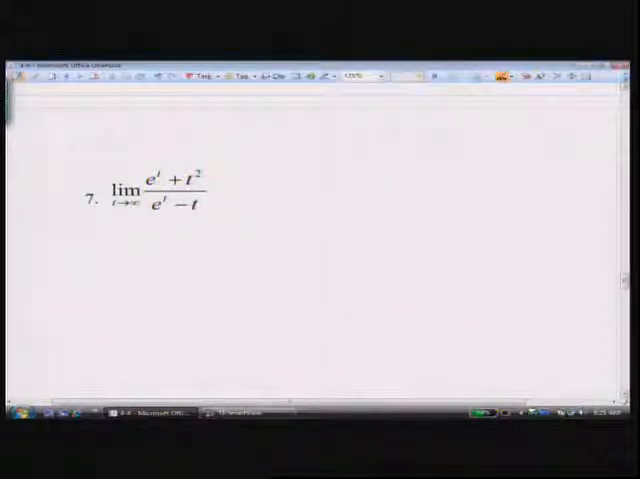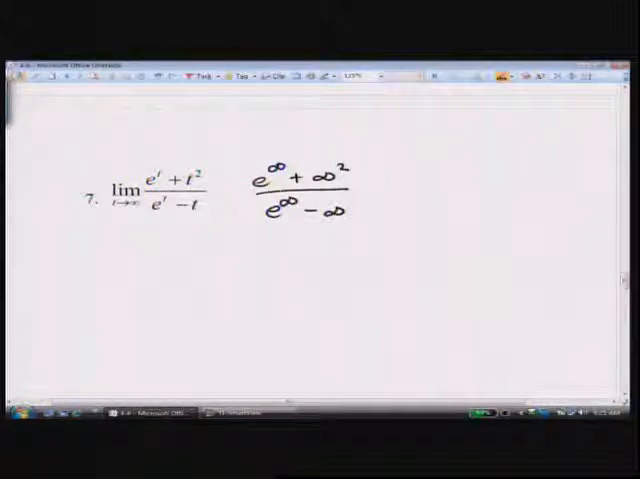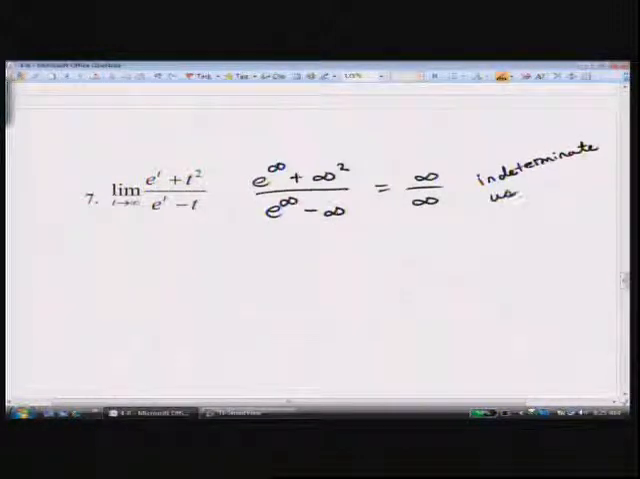Okay, let's see if we get infinity over infinity on this one. e to the infinity plus infinity squared is probably pretty big, over e to the infinity minus infinity. You can rack your brain on that a little while, but I'll tell you that this is, in fact, infinity over infinity, which is indeterminate. And so we can use L'Hopital.